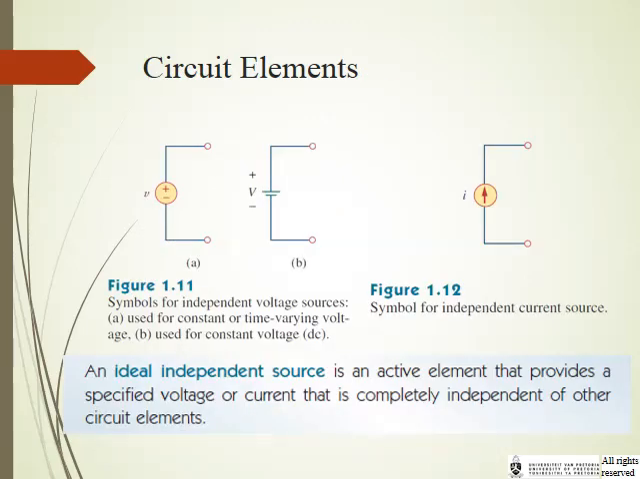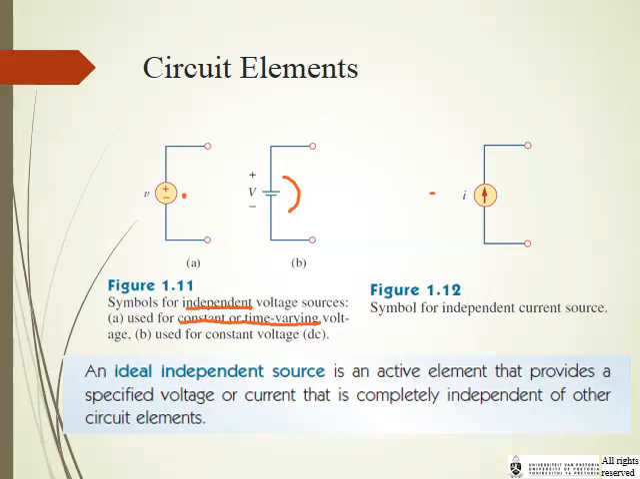When you look at circuit elements in terms of voltage and current sources, on the left there are 2 different versions of a voltage source. On the far left we've got a circle voltage source. That denotes an independent, that's very important, an independent voltage source, and the one on the left can be used for a constant or a time varying voltage. The one on the right hand side is purely used for a constant DC voltage.